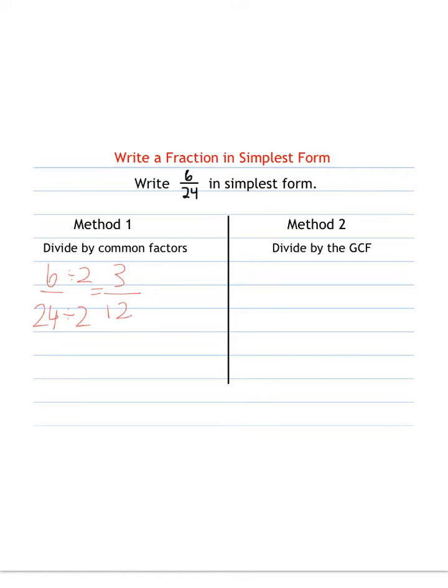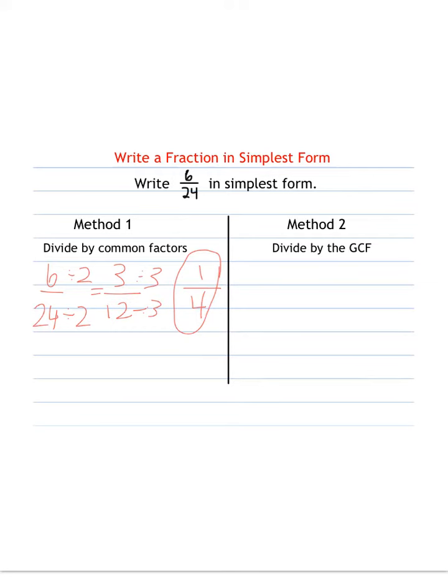Now I look, is there a number that can go into both 3 and 12? Well, I know they can both be divided by 3, so I do that. 3 divided by 3 is 1. 12 divided by 3 is 4. So 6/24 in simplest form is 1/4.